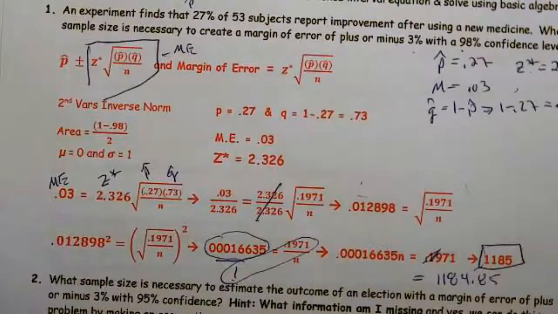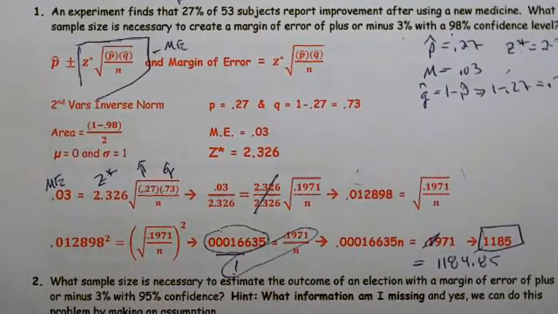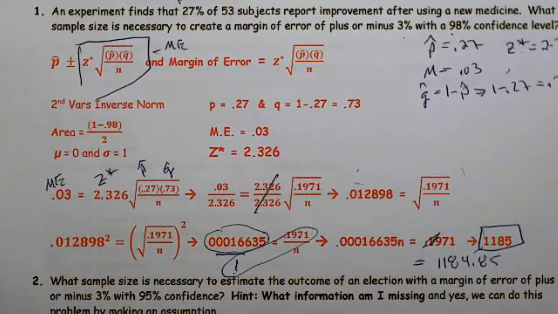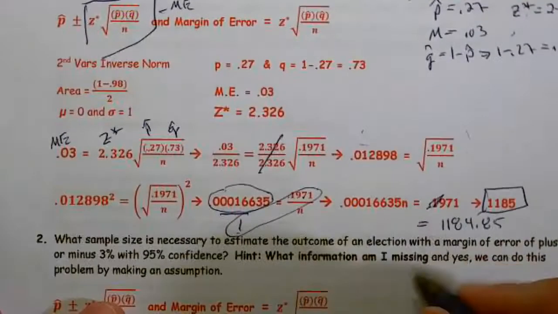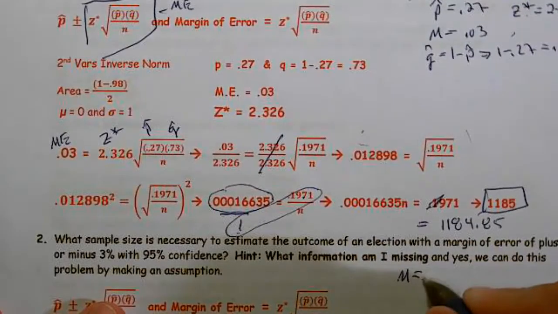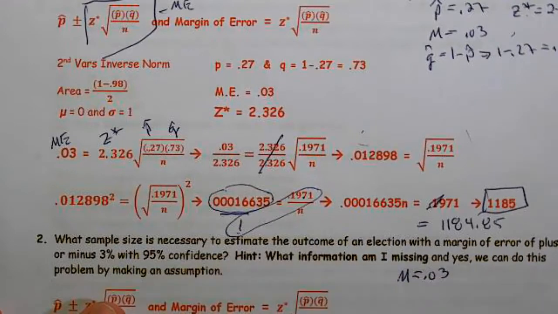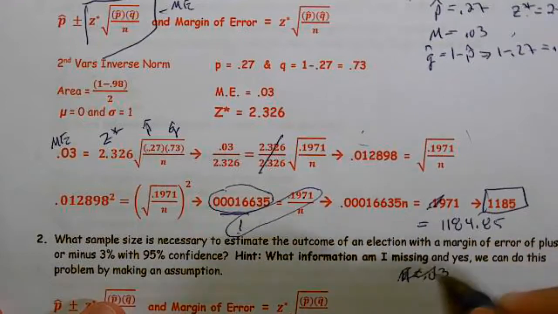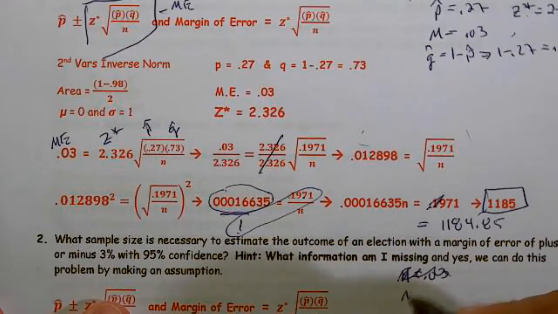Okay? All right, so the next question is, what sample size is necessary to estimate the outcome of an election with a margin of error plus or minus 3% with 95% confidence? So they're telling us the margin of error, ME, is 0.03. So margin of error equals 0.03. They tell me that the confidence level is 95%, so I can get the Z star from that.